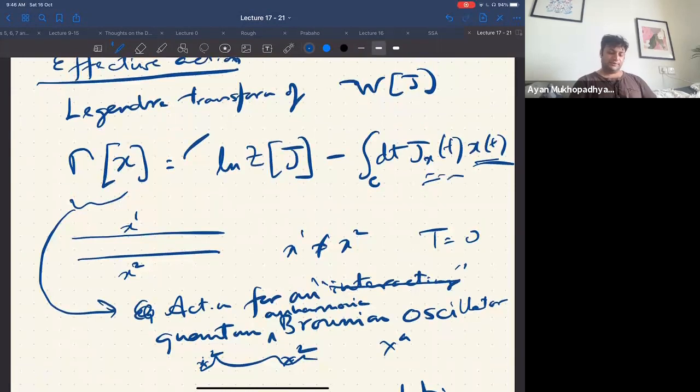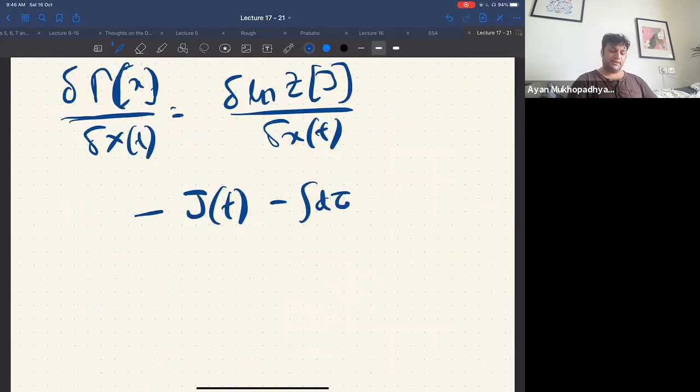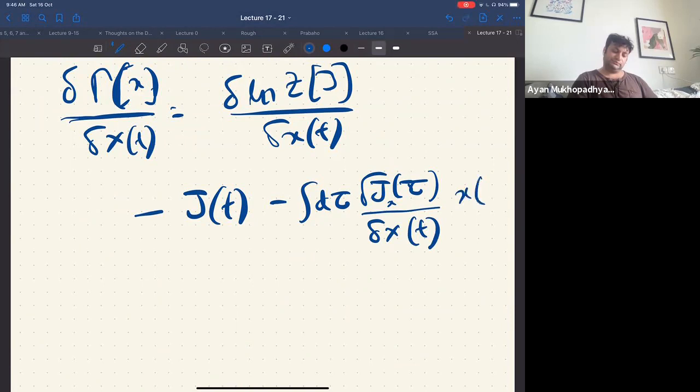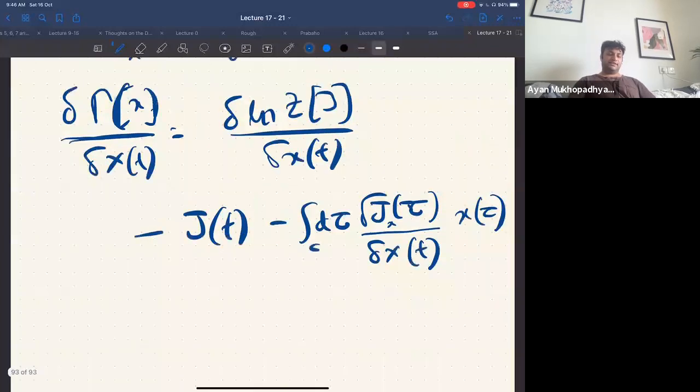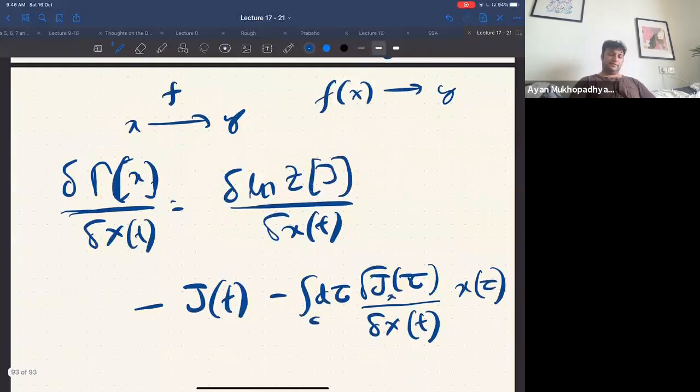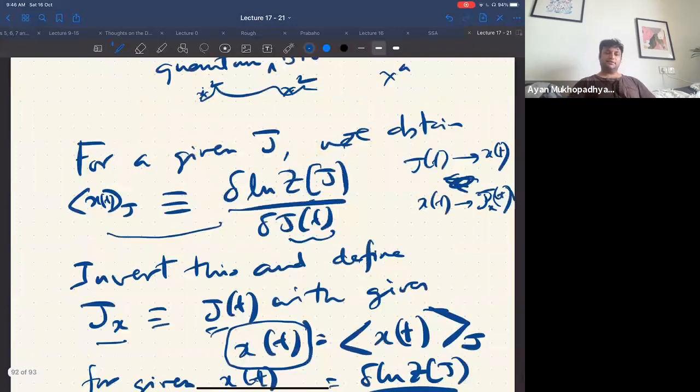And then I have to functionally differentiate this guy also. So then I should have minus dt or d tau. Now, if you allow me to change variables, because j tau, delta j x tau, delta x t, not tau, and then x of tau. Okay. I simply differentiated this thing. That's all I've done.